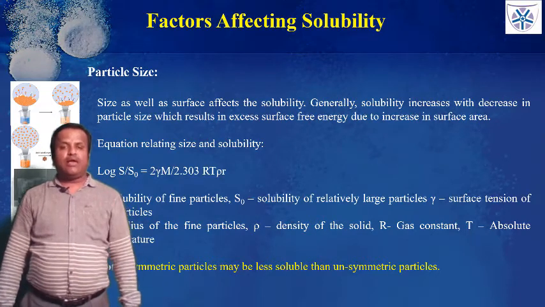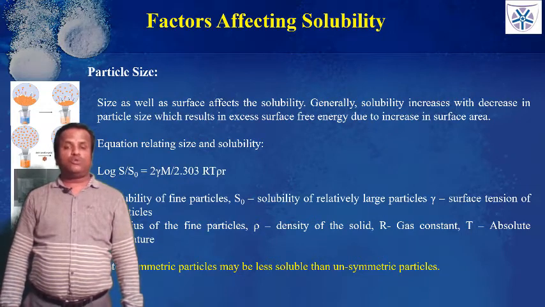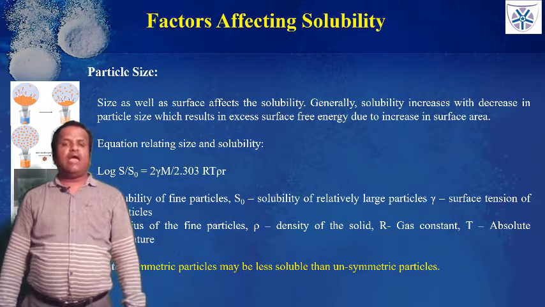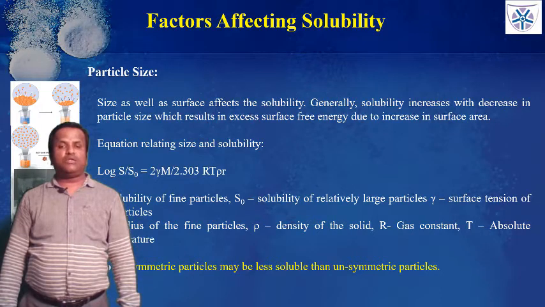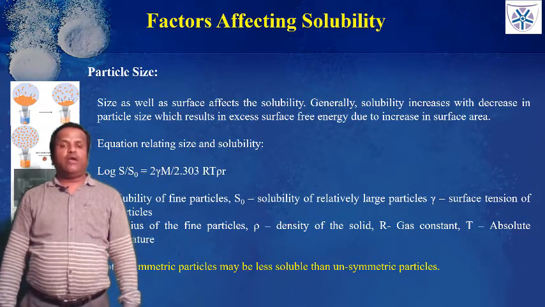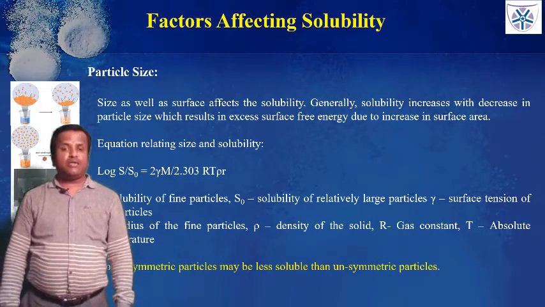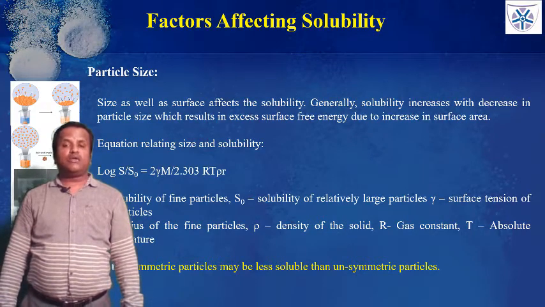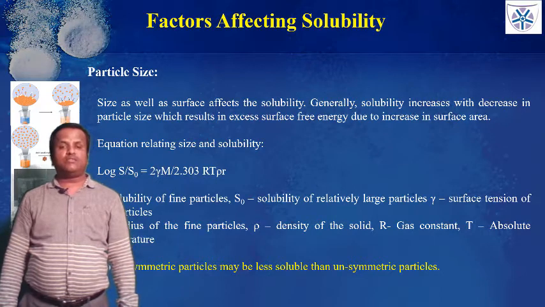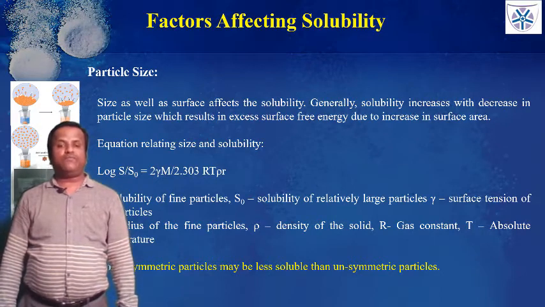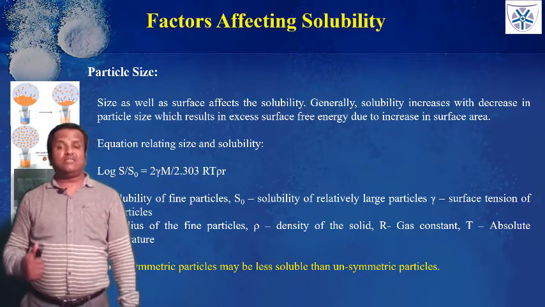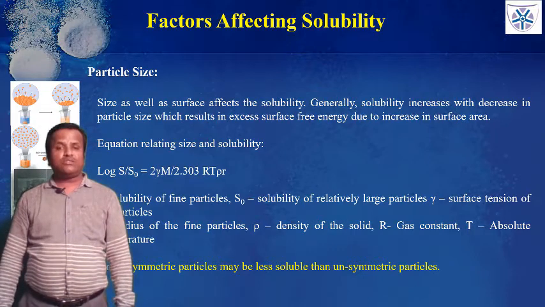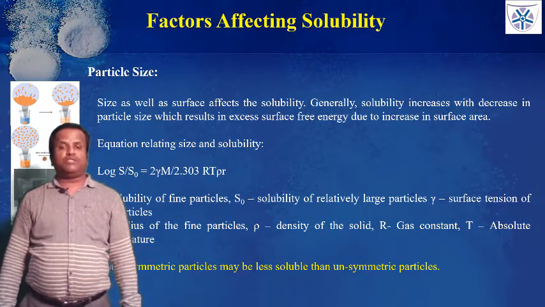What is the equation? Log S by S0 is equal to 2 gamma M by 2.303 RT rho r. So what is S? Solubility of fine particles. S0 is solubility of relatively large particles, gamma is the surface tension of the particles, and r is the radius of the fine particles. The rho is the density of the solid, R is the gas constant, T is the absolute temperature.